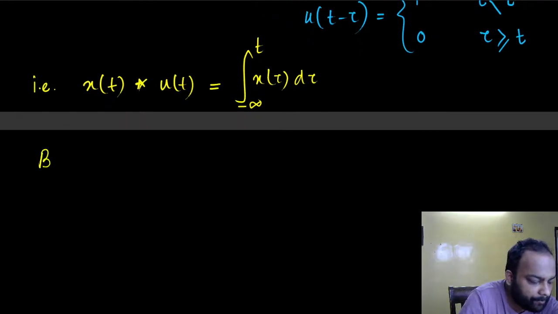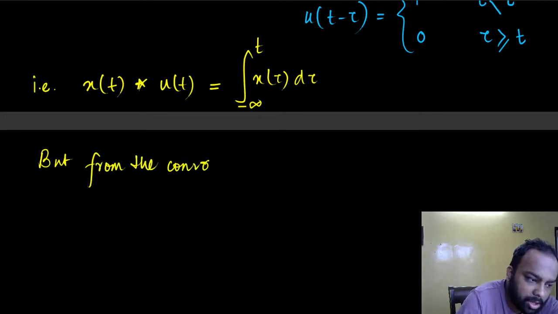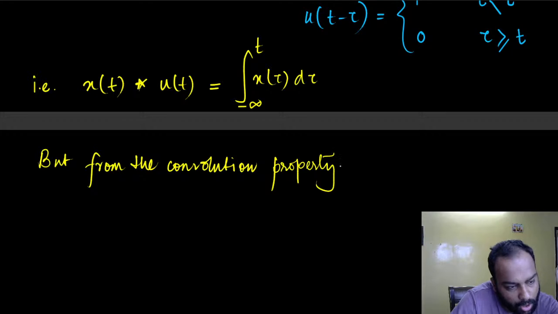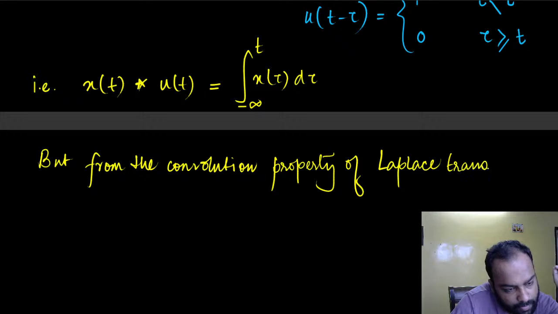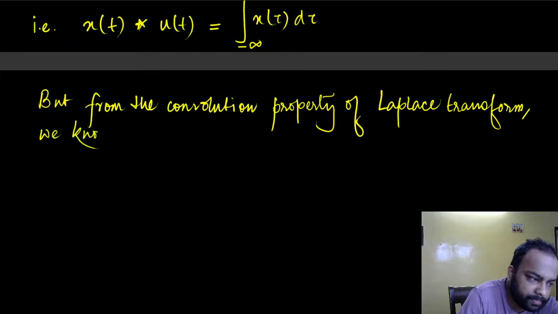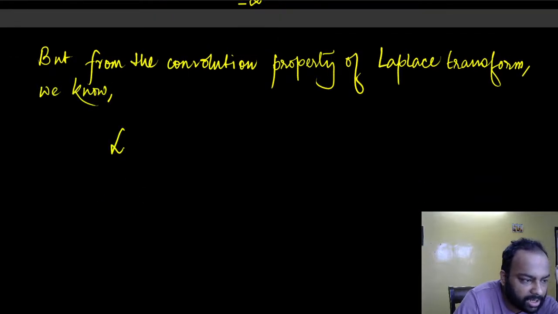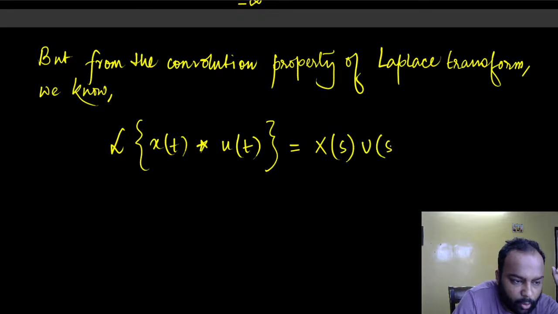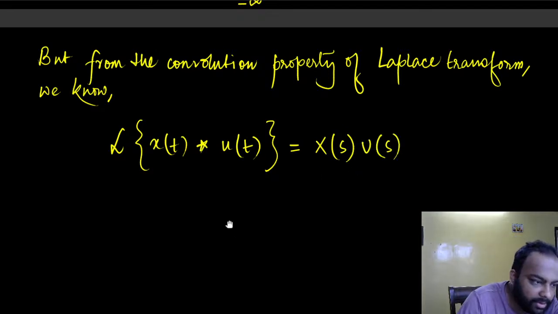But from the convolution property of Laplace transform, we know that the Laplace transform of the convolution of two signals, in particular here we have x(t) and u(t), is the product of their individual Laplace transforms, that's X(s) and U(s). All right.